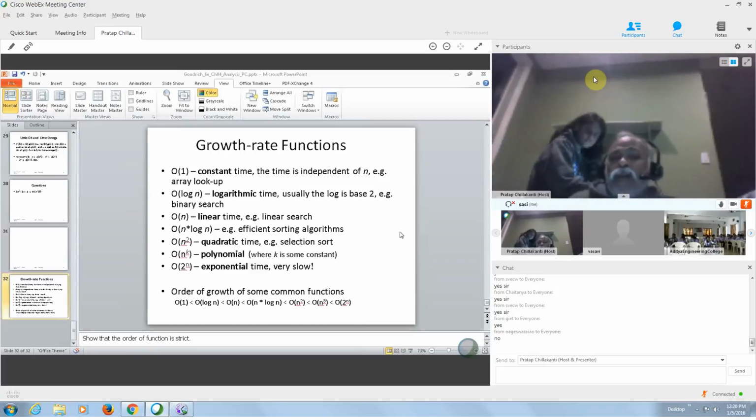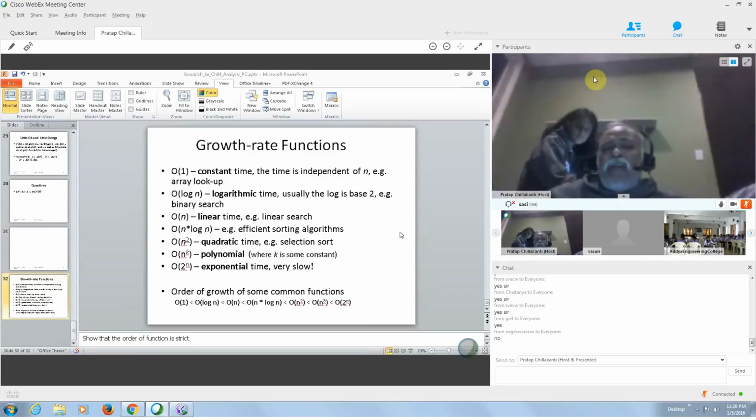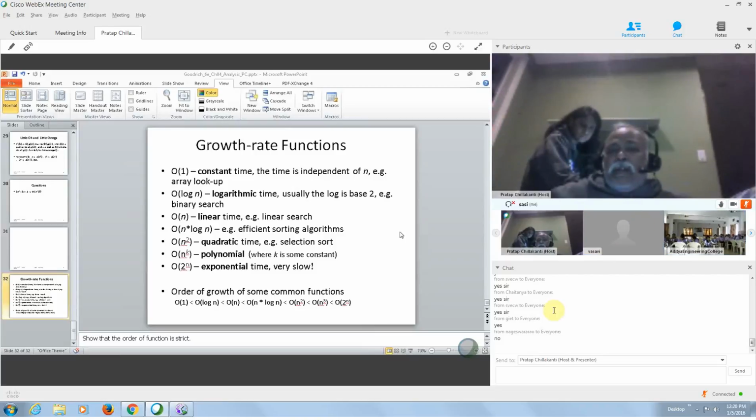Then n star log n. I don't know whether quick sort is, does anyone remember if quick sort is n star log n? Or is quick sort log 2n? I don't remember what it is. I have to see.